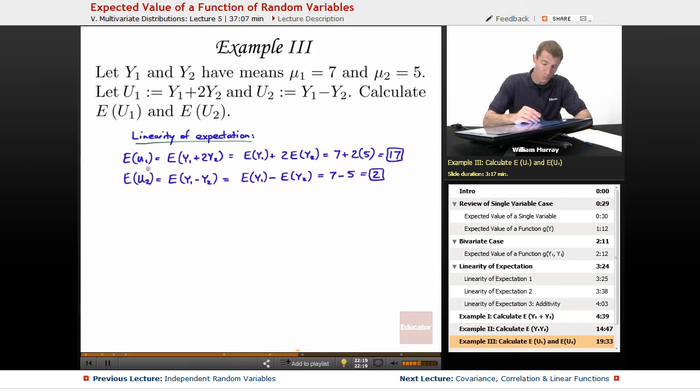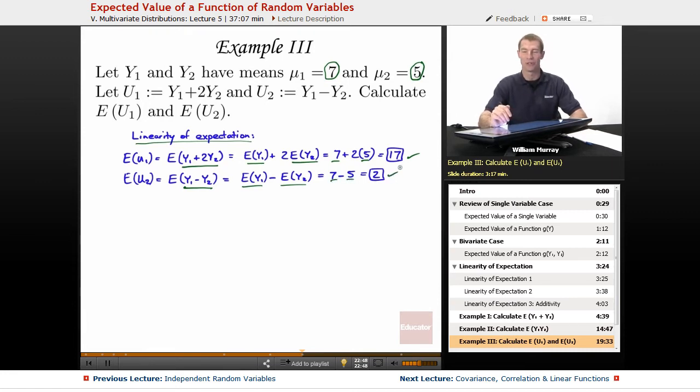So what we did here was I just plugged in what u1 was, y1 plus 2y2, used linearity to split it up into expected values of y1 and y2, and then just dropped in those expected values. Remember, expected value and mean are the same thing. So I just dropped in the values of 7 and 5, and I got 17 there. And then the same thing for u2. I plugged in y1 minus y2, split it up, and dropped in my expected values of 7 and 5, and that's where that 2 came from.